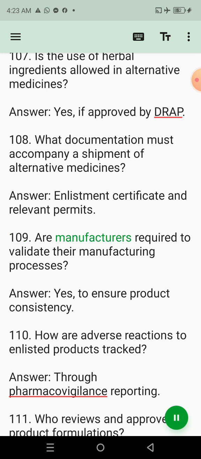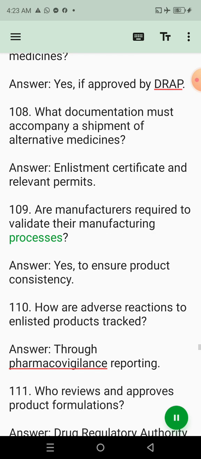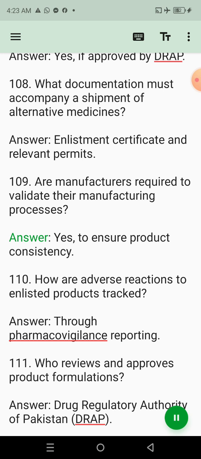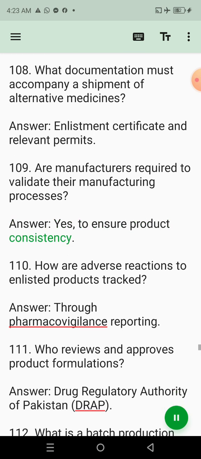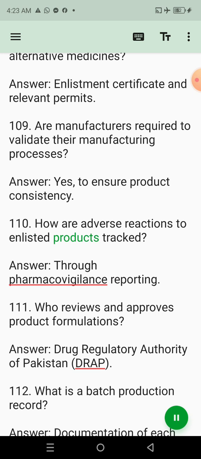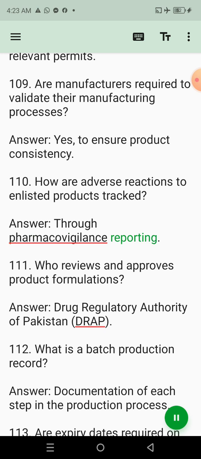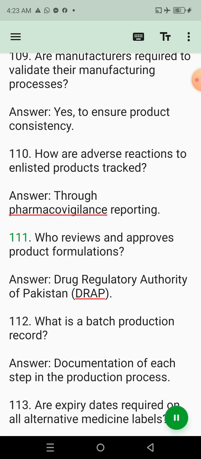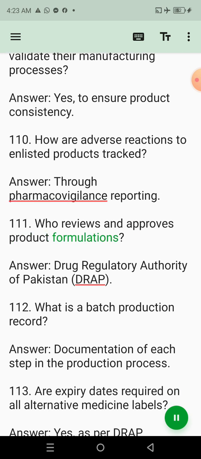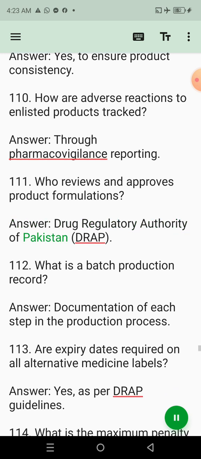109. Are manufacturers required to validate their manufacturing processes? Answer. Yes, to ensure product consistency. 110. How are adverse reactions to enlisted products tracked? Answer. Through pharmacovigilance reporting. 111. Who reviews and approves product formulations? Answer. Drug Regulatory Authority of Pakistan DRAP.